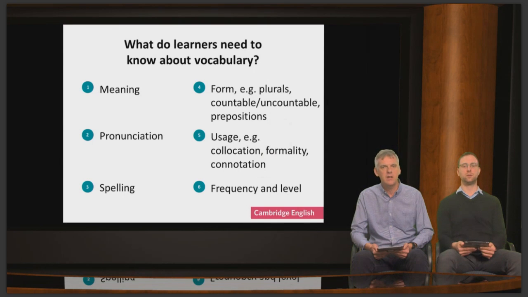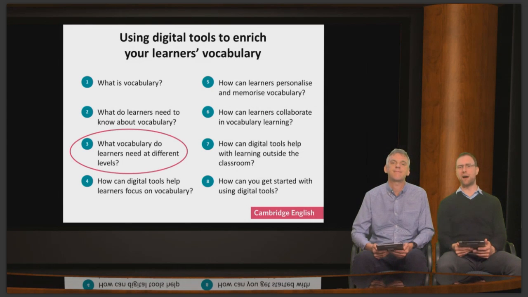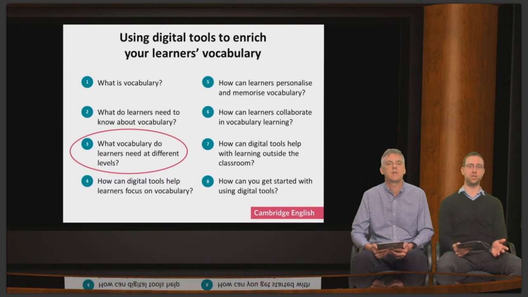And finally, we can think about the frequency of a word, how common it is, and what level it should be learnt at. At different levels, learners need to learn different types of vocabulary. But how do we know what vocabulary is appropriate at each level? If your learners are preparing themselves for Cambridge English exams, you can look on the Resources for Teachers section of the Cambridge English website and find word lists for some of them.